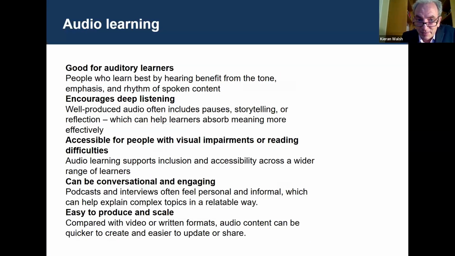There's more advantages. The best podcasts include pauses, storytelling, reflection, which encourage deep learning and better absorption of the medical information. Obviously, it can help people who have problems reading or who have visual problems. And also, they can be conversational and engaging, and people actively like them. So do listen to the podcasts.